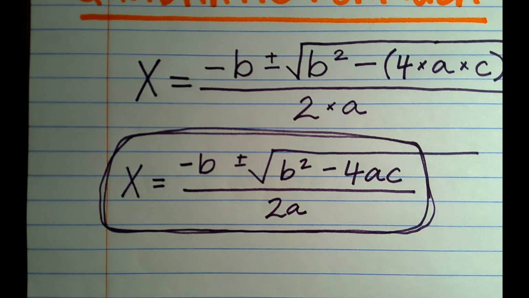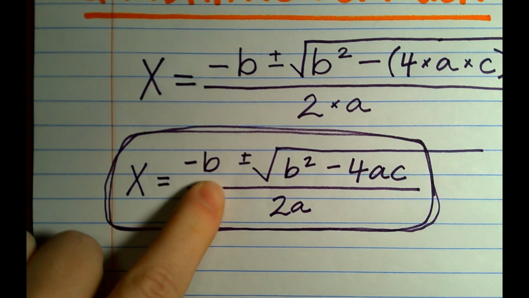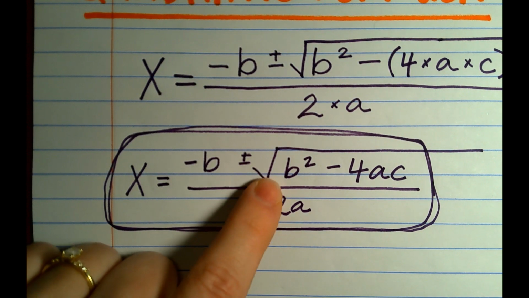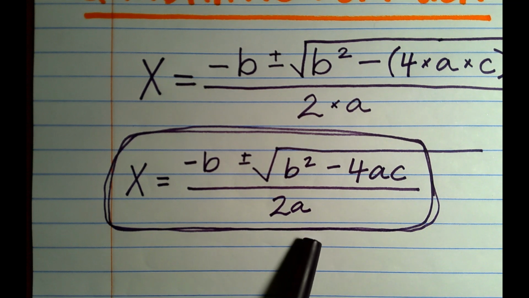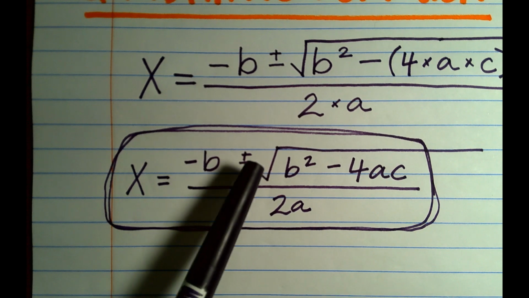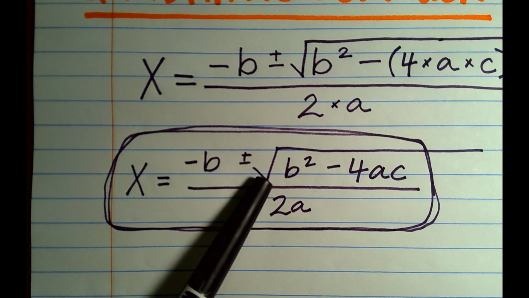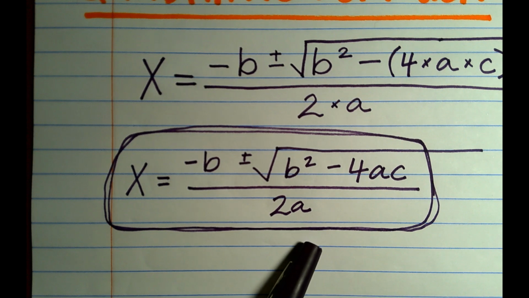Okay, ready? X equals negative b, plus or minus the square root of b squared minus 4ac, all over 2a. One more time, here we go. X equals negative b plus or minus the square root of b squared minus 4ac all over 2a. Yay!